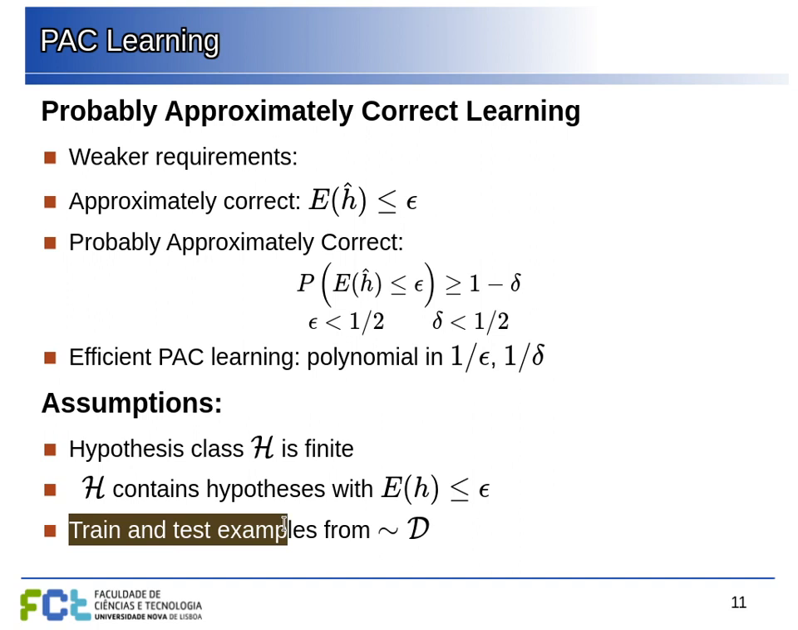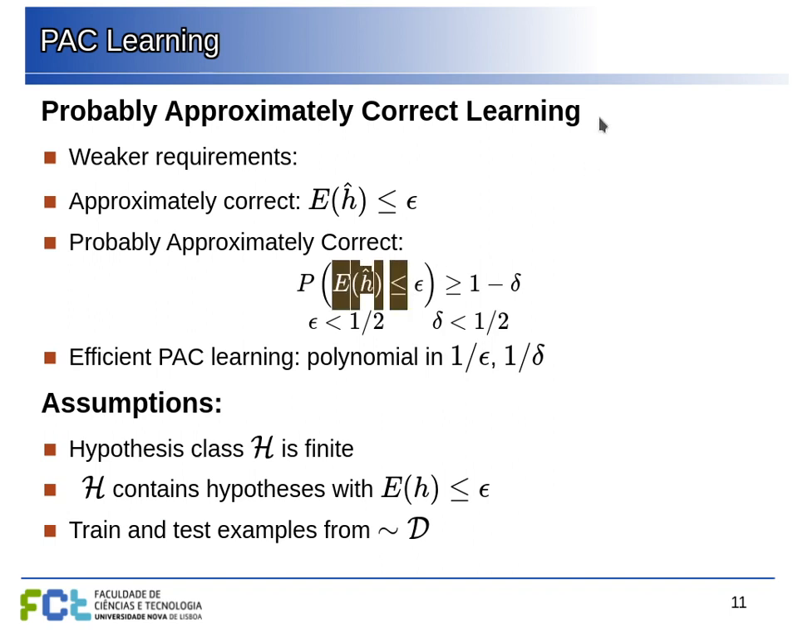And we're going to train with examples that are drawn from the universe with the same probability distribution as other future test examples. So we will not use a different sampling method for training than for future applications. So this is going to be the assumption so that we can estimate the probabilities of being within these bounds.